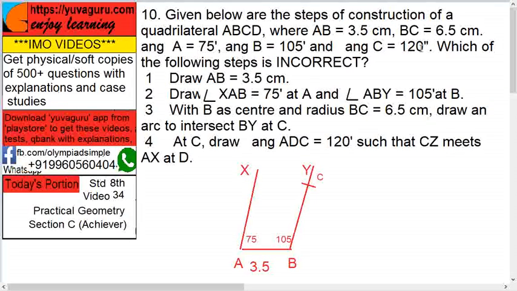Angle C is 120. Actually it should have been angle ACD equals 120 such that CZ meets AX at D. So this point is wrong. Angle ADC should not be there. It should be angle ACD because you don't know D, right? So how can you draw ADC? And also angle C is 120, not angle D as 120. So that's also wrong. So it should be angle ACD equals 120. So step 4 is wrong. So it should have been ACD over here.